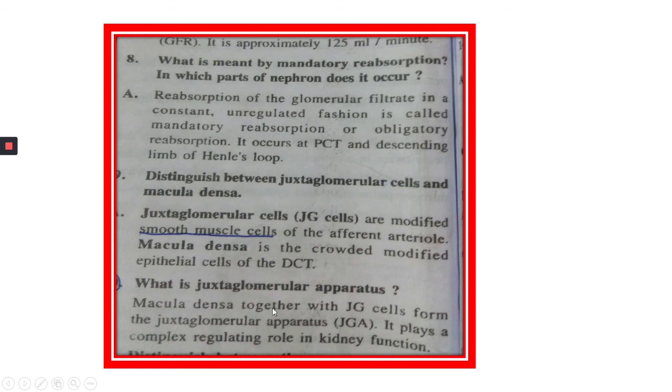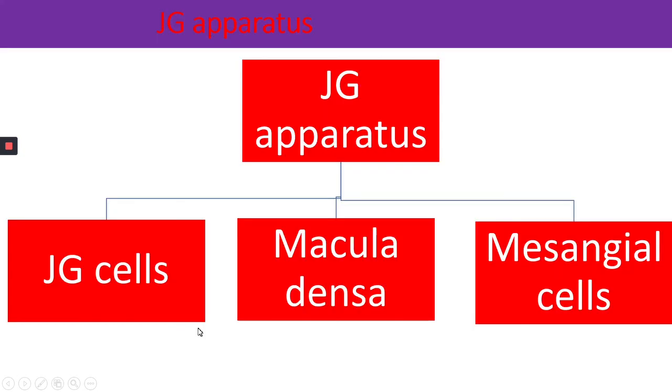It plays a very complex regulating role in kidney function. You can observe here, this is the JG apparatus. In our textbook, these two are given: macula densa and JG cells together are called the juxtaglomerular apparatus. So read these three questions thoroughly.